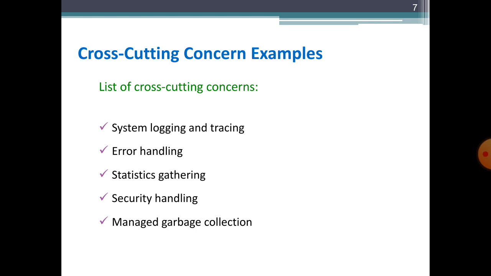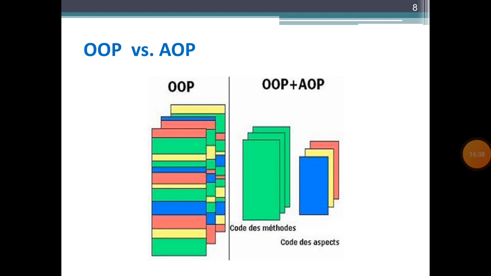These are the different kinds of concerns which are achieved at the system level. These are the different examples of cross-cutting concerns. Basically, these cross-cutting concerns are non-functional requirements, which we also call the quality attributes. In this diagram, students, you can see how object-oriented programming and aspect-oriented programming look similar to each other.